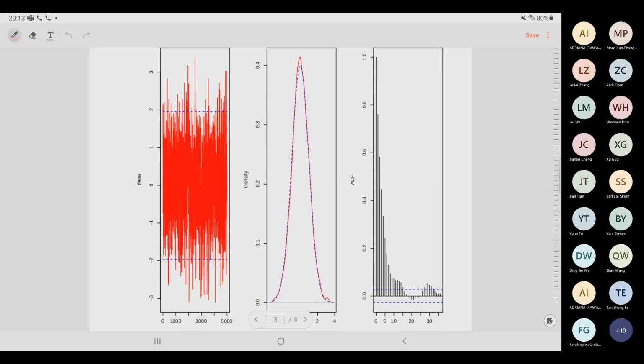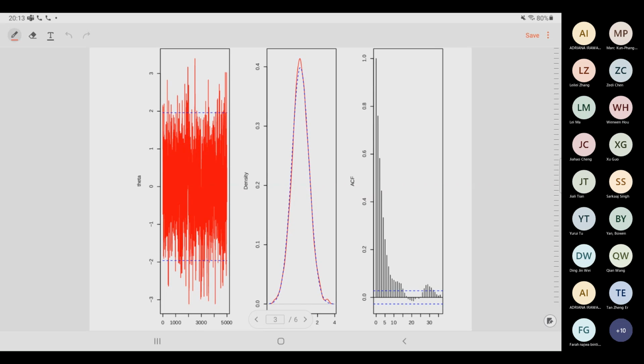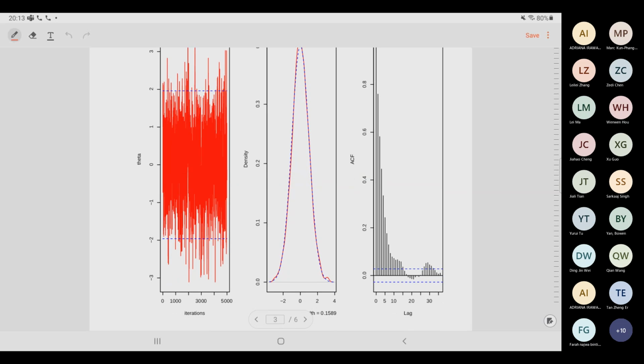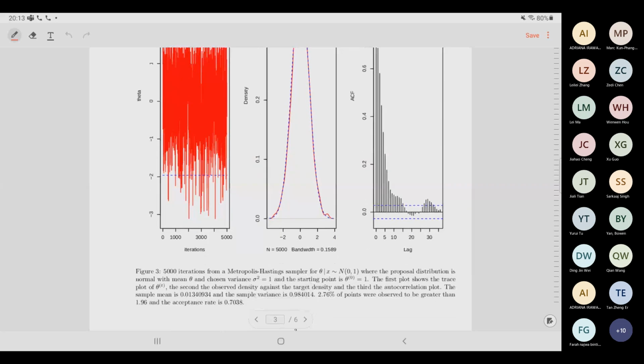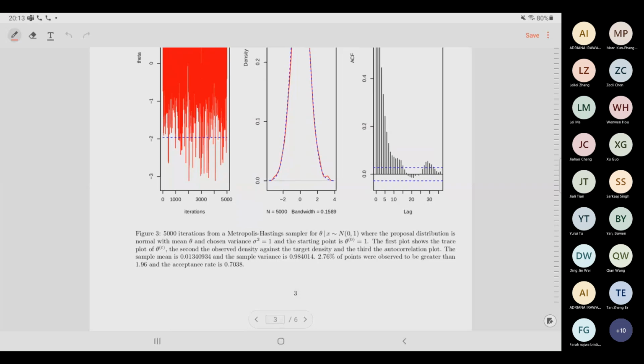Anyway, for 5,000, you can see that the values are moving between 2 and minus 2, and the red. The observed density is close to the true density, which is the blue one. And he was asking about the autocorrelation. It's still high because again, it's not an independent sample. And for the mean, now you can see the sample mean is 0.01 and the sample variance is 0.98, which is actually close to the true value of normal 0, 1.